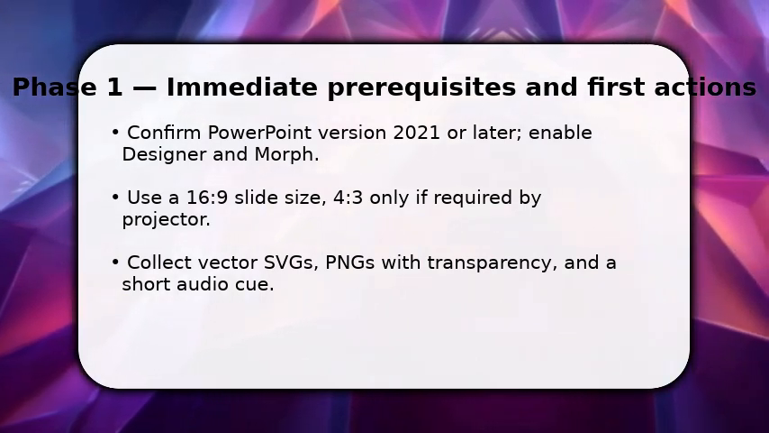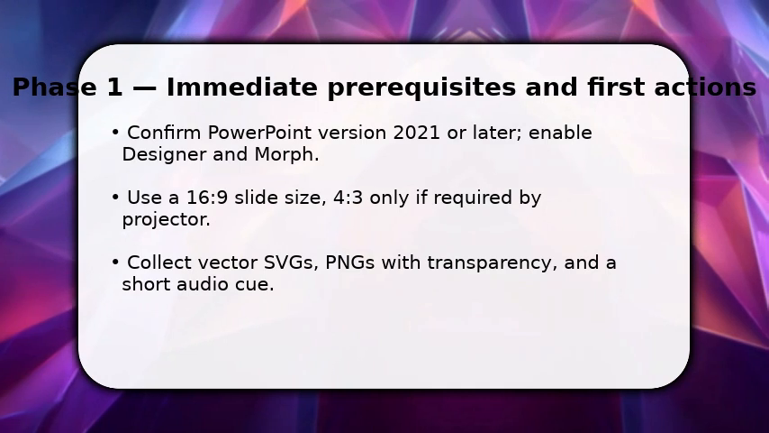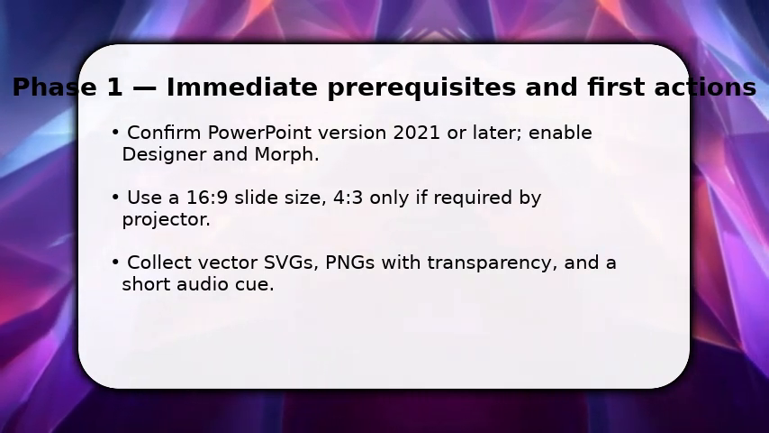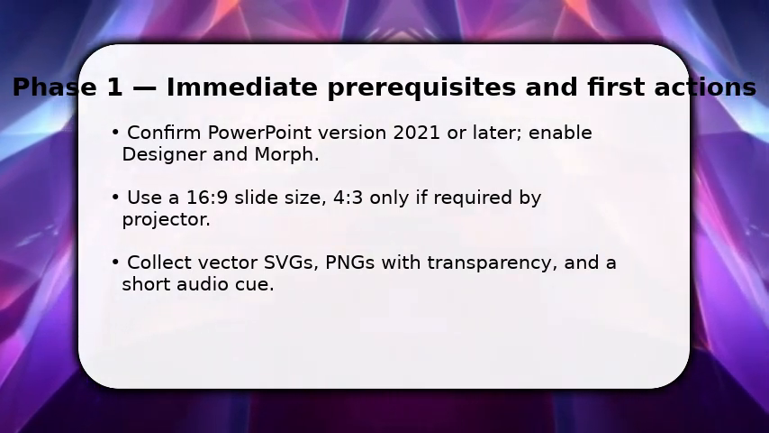Now insert one slide for each key idea. This lets you use Morph between states. Make sure to name layers clearly so you don't lose track.